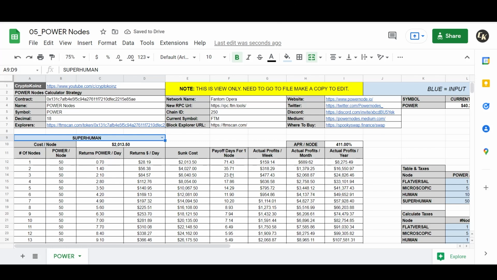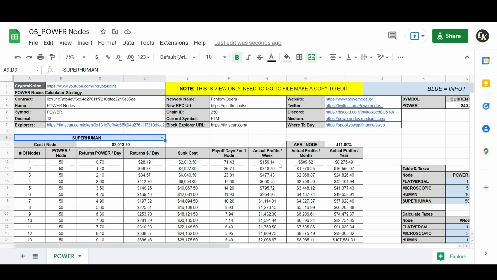Let's go to Superhuman. And this is the most profitable tier for power. It pays you a 411% APR per node. And one node is equal to 50 power. It will pay you 0.70 power per day. That's $28.19 per day. But the sunk cost is $2,000. That's cost per node. It's going to take you 71.43 days to pay that off.